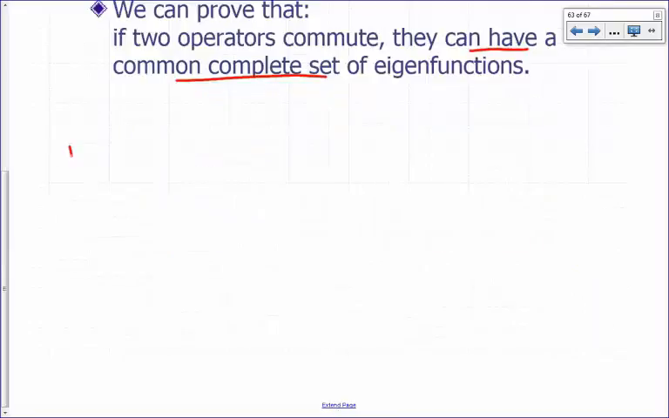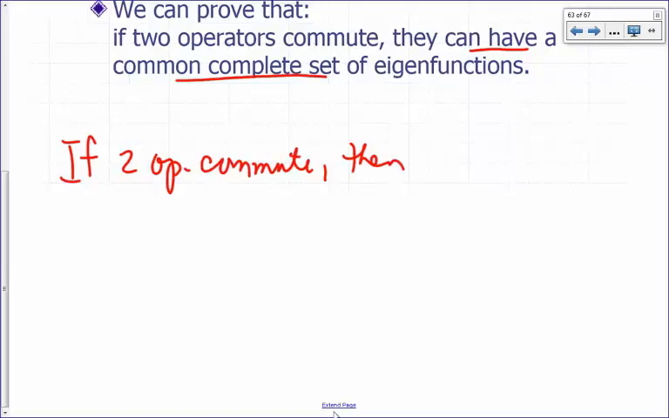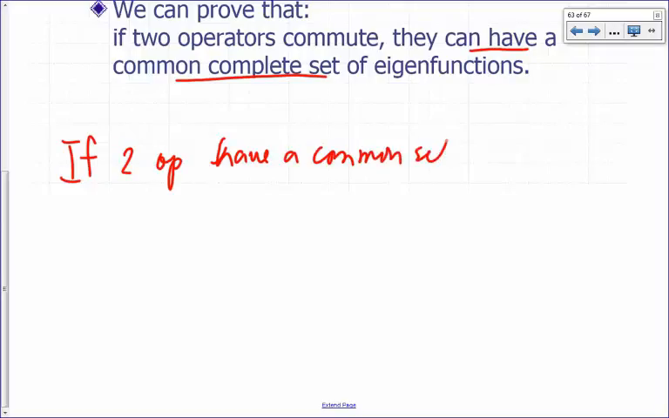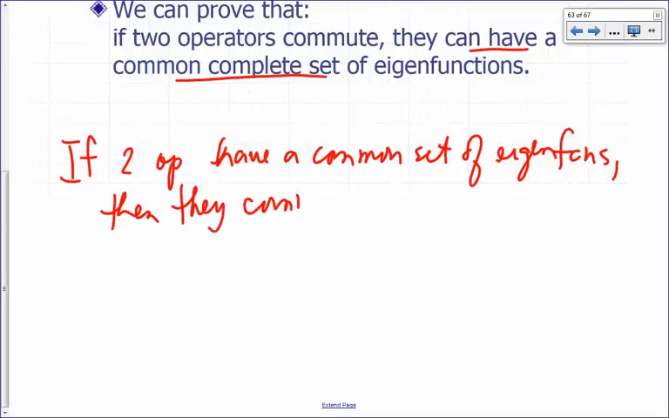Let's first prove that if two operators commute, here's a theorem. If two operators commute, then they can have, well, let's prove something else first. If two operators have a common set of eigenfunctions, then they commute. This is an easier thing to prove. And then we can prove the other one also.